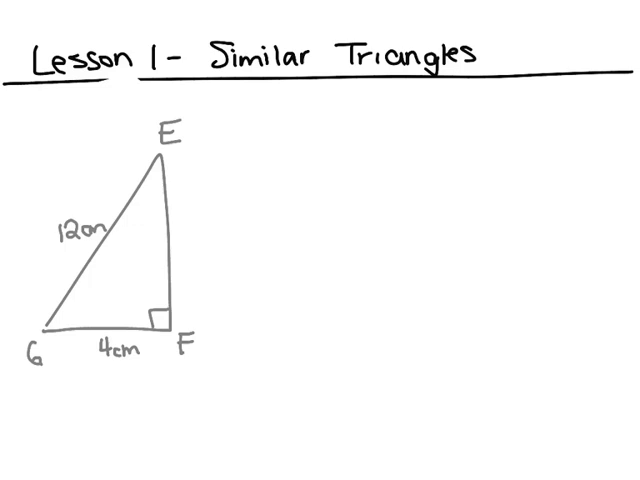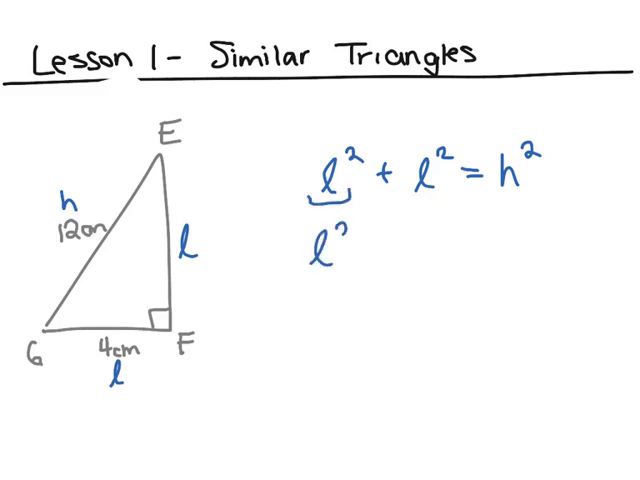So for the next triangle, triangle EFG, we want to find EF. So EF is one of our legs. This is a hypotenuse, this is another leg. So leg squared plus leg squared is equal to h squared. We don't know one of the legs. We do know the other leg to be 4 squared. And the hypotenuse is 12 squared.